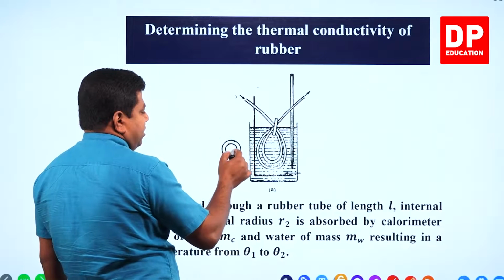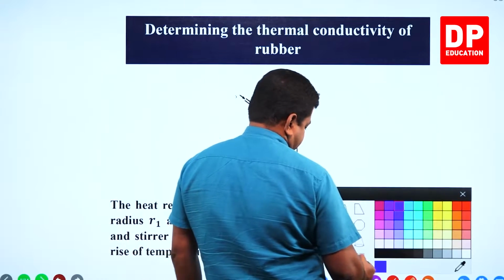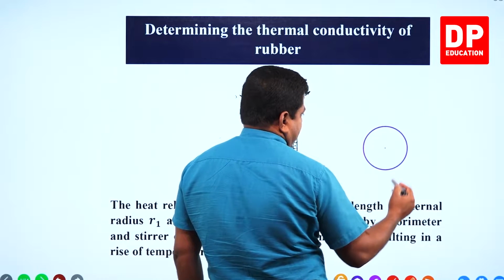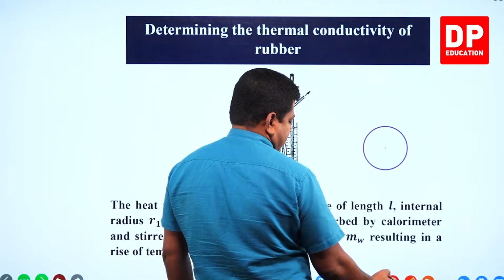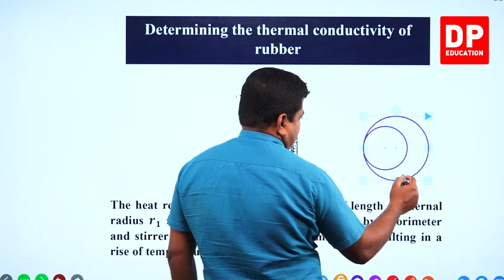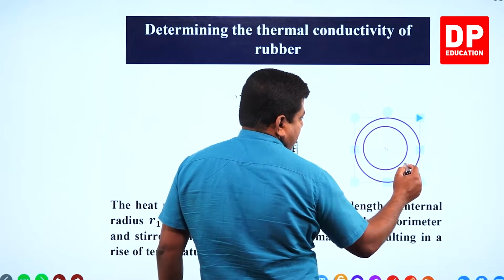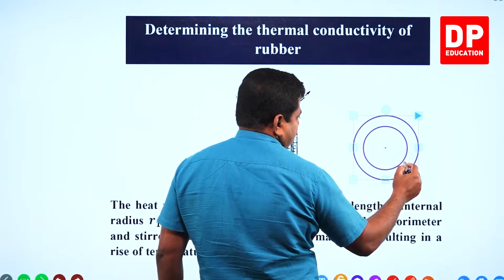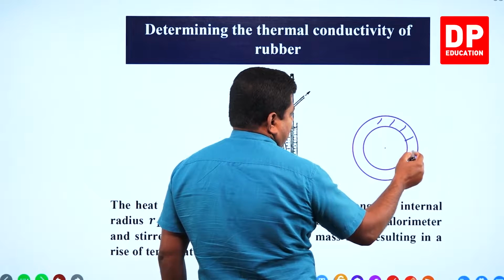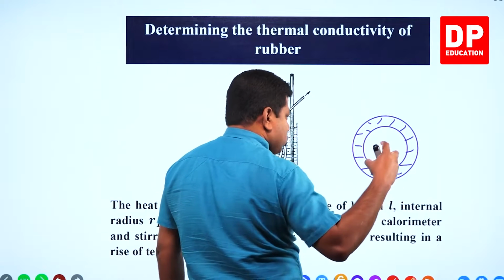And what you see here is the cross section of this rubber tube. Let me draw that bigger. This is the internal circle, the internal surface. This is the external surface. So, this is the thickness of the rubber tube. Now, what happens through this rubber tube?